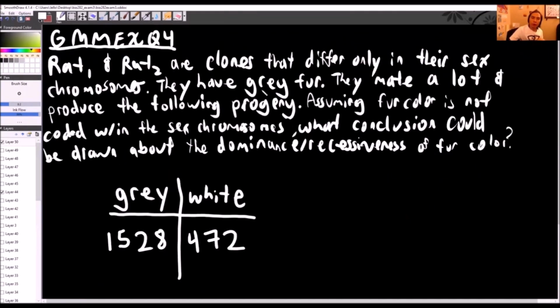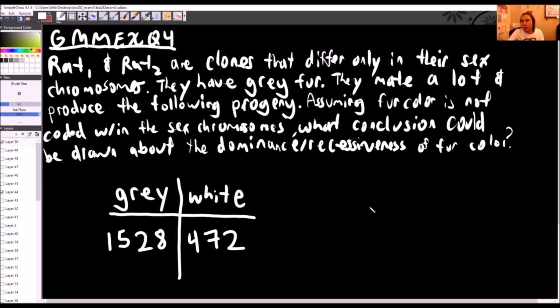Example question 4. Rat sub 1 and rat sub 2 are clones that differ only in their sex chromosomes. They have gray fur. They mate a lot and produce the following progeny. Assuming fur color is not coded within the sex chromosomes, what conclusion could be drawn about the dominance or recessiveness of fur color? Okay, so we're given this.